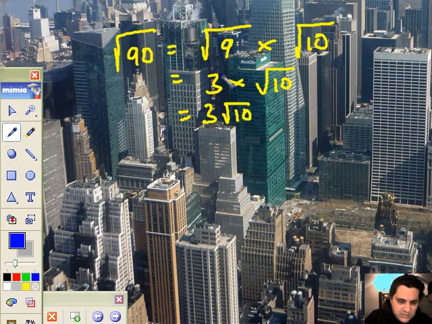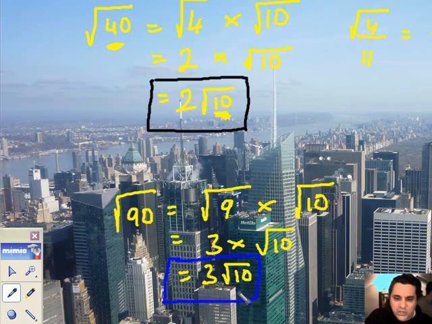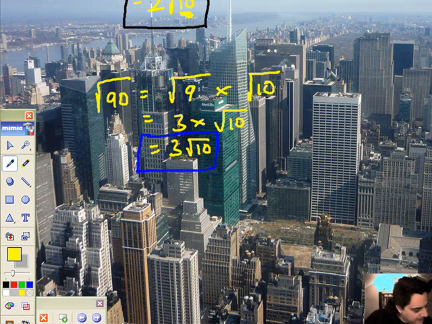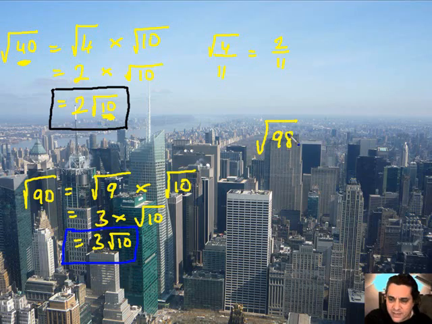And just to make absolutely sure you don't mess this up, it is not the cube root of 10, like you had a little 3 there. It is, in fact, 3 lots of root 10. So you've got to read it carefully, say it carefully, and do it carefully. Next one, 98. The square root of 98.